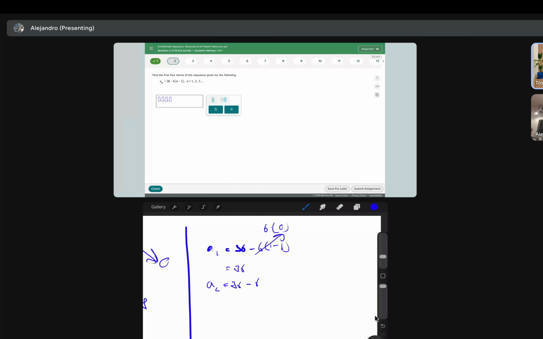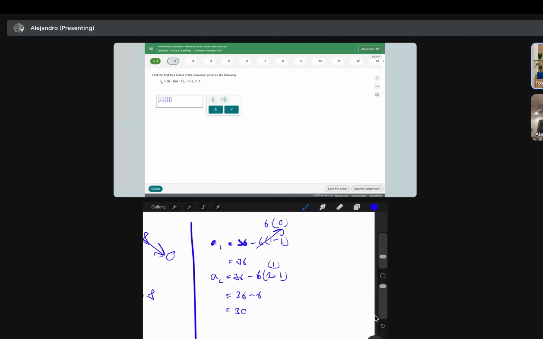36 minus 6, what is that? 2 minus 1. So that's going to be 1 in between the parentheses. So it's 6 times 1, okay? So it'd be 36 minus 6. Therefore, it's 30. So you can see this one is decreasing. Can you tell? Yeah, it's going down. So the first one we did was increasing. This one is decreasing. Are we still doing the 4 terms?